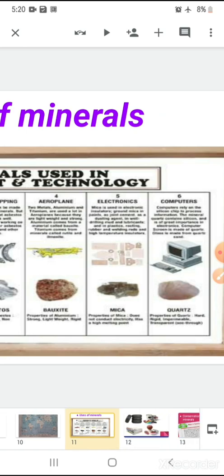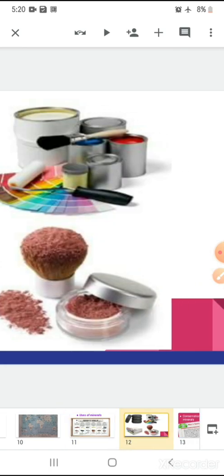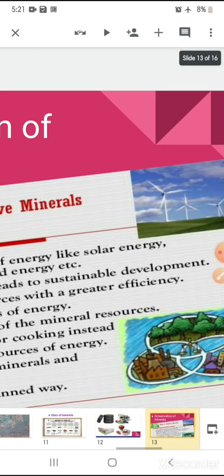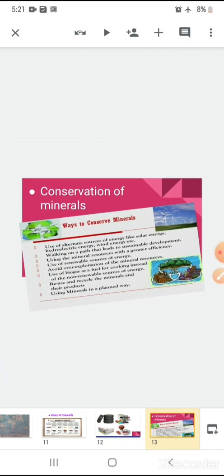Now these are some of the things that you use in your daily life, whether it is a brush, whether it is paint, whether it is charcoal. We need these particular things, these minerals, in our day-to-day life. Next, when we talk about the conservation of minerals, if we have something mother nature has given to us, so what is important? The conservation of minerals. The minerals actually need to be conserved properly.